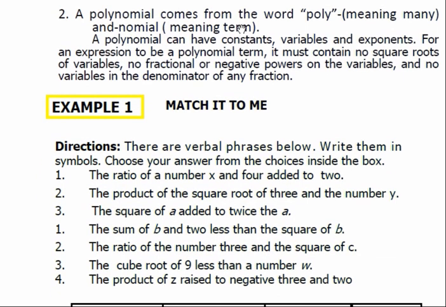And another one, a polynomial comes from the word poly, which means many, and nomial, which means term. So many terms. A polynomial can have constants, variables, and exponents. For an expression to be a polynomial term, it must contain no square roots, or no cube roots, or no nth roots of variables, no fractional or negative powers on the variables, and no variables in the denominator of any fraction. Okay, let's try example 1.